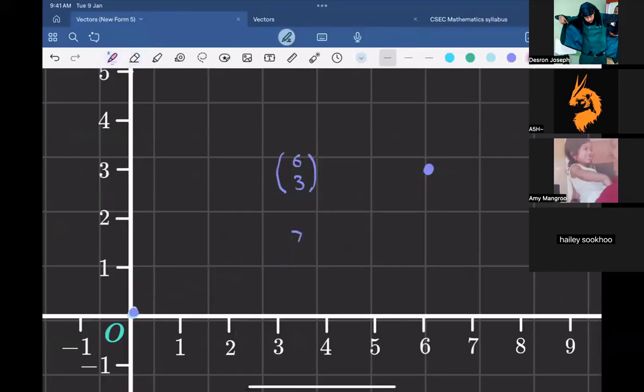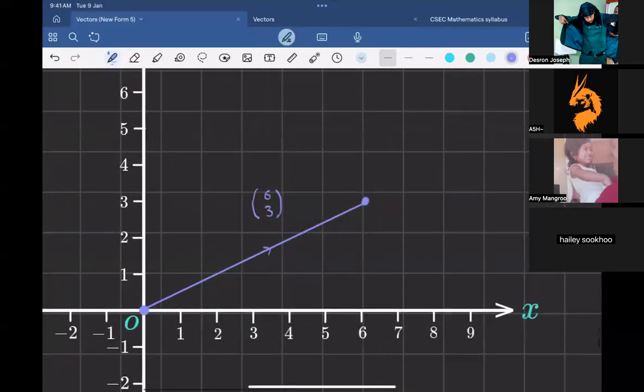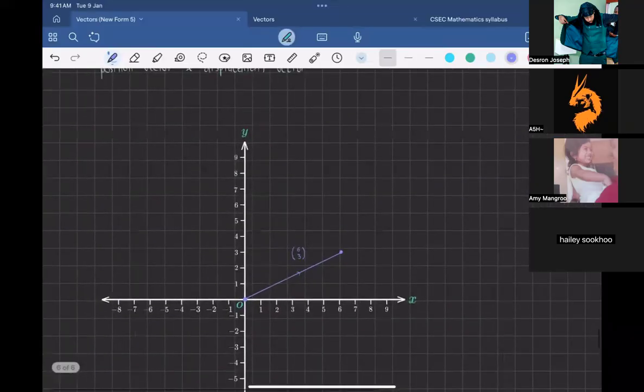So look at what I'm going to do. Alicia, I'm not going to change anything for the 6-3. And we agree that this is a position vector. It's also the scalar multiple of what? Of 2-1. Let me just say that 2-1 was not a position vector.